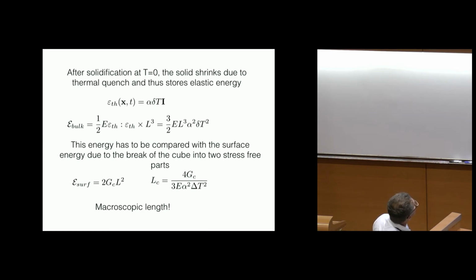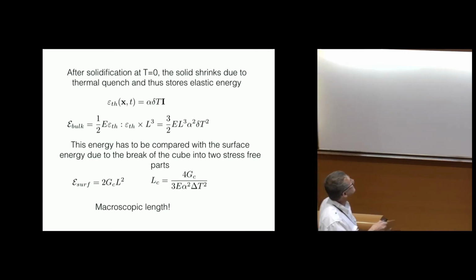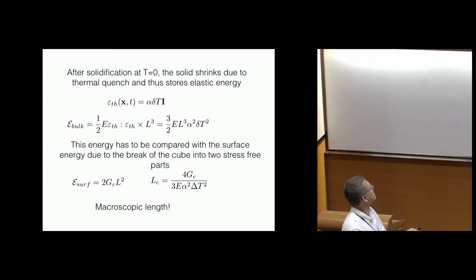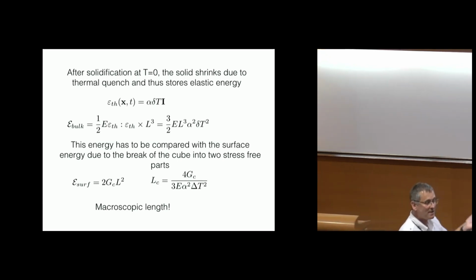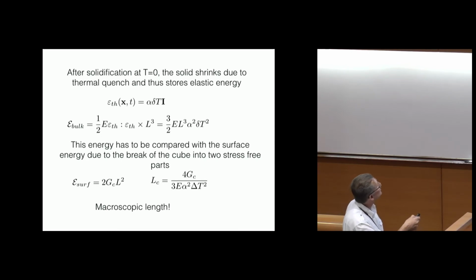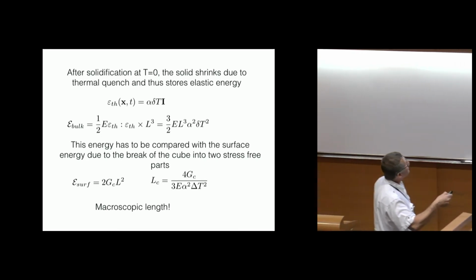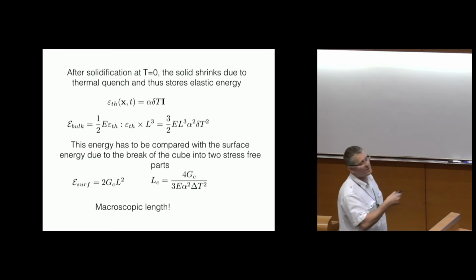And if you integrate it over the volume, you obtain this dependence of the energy of the bulk as a function of the size of your ice system. And if you compare that to a surface energy, where you create two surfaces of surface L square, you have 2 gamma_C L square, which is your surface energy if you want to crack it. And if you balance these two energies, you obtain a critical length, which is sometimes called the Griffiths length, which is a ratio between the Griffiths energy and our temperature difference.